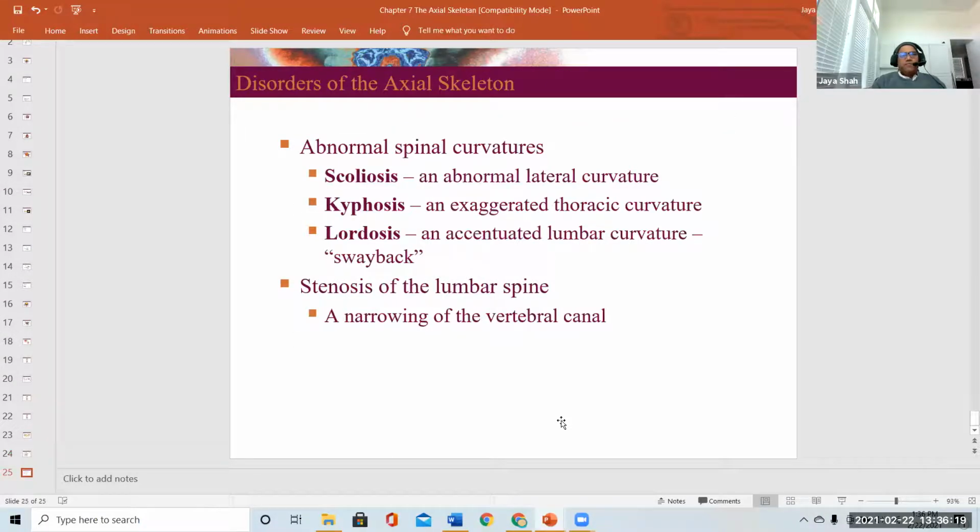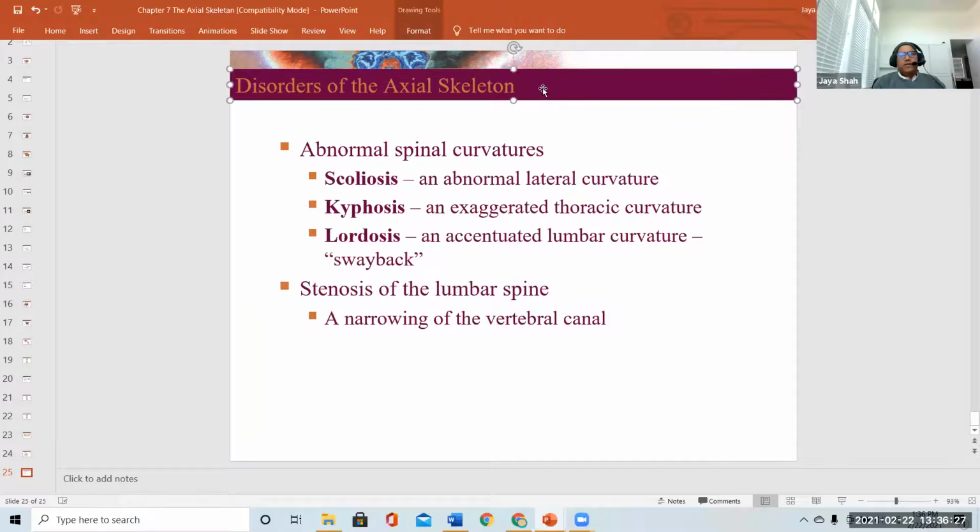Disorders of the axial skeleton, particularly your spine. There are scoliosis, kyphosis, lordosis, and stenosis of the lumbar spine. So scoliosis is an abnormal lateral curvature. So let's see, if I am standing here and my curve is slightly left or right, that is called the lateral curvature. Kyphosis is an exaggerated thoracic curvature.